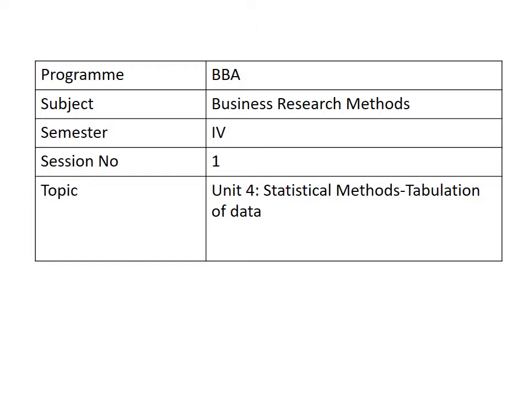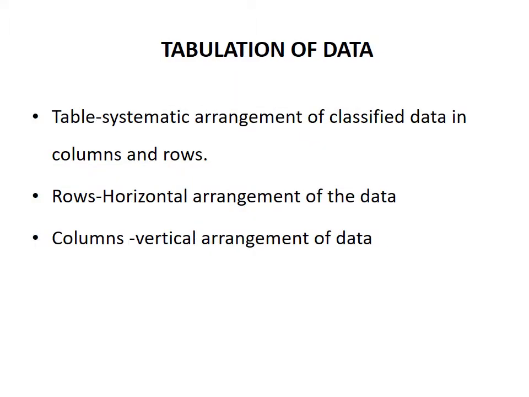Now we will discuss the topic tabulation of data. Before starting the topic tabulation of data, we should know the meaning of table, rows and columns. What is a table? A table is a systematic arrangement of classified data in columns and rows. Rows are nothing but the horizontal arrangement of data. And what is a column? A column is a vertical arrangement of data.